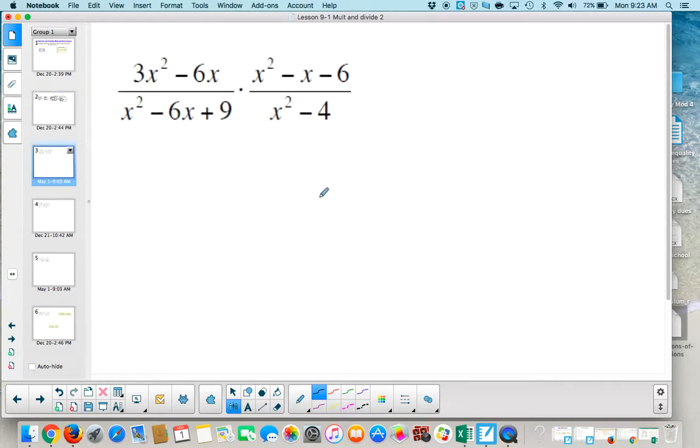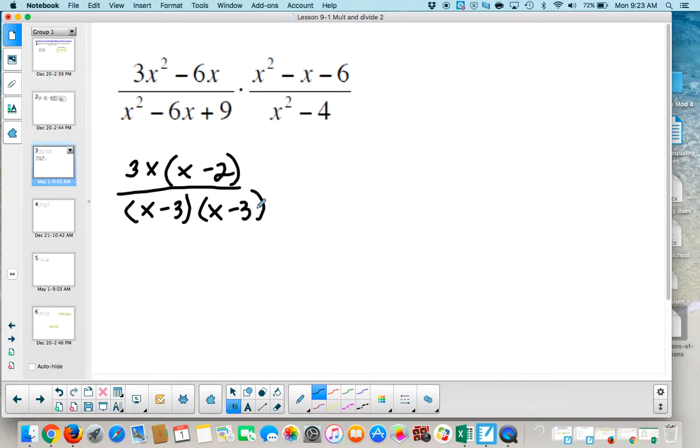So for our second example, I've given more than just a monomial. We have some binomials and trinomials here. And it's multiplication. So what we're going to do is factor each of these first to see what we can simplify. So we have a GCF on the top there, which is 3x, and I'm left with x minus 2. And for the denominator, that factors to be x minus 3 and another x minus 3, or we could certainly write that as x minus 3 squared as well.